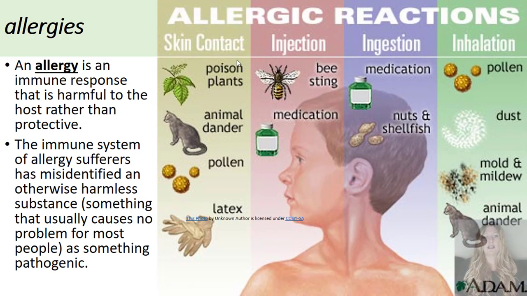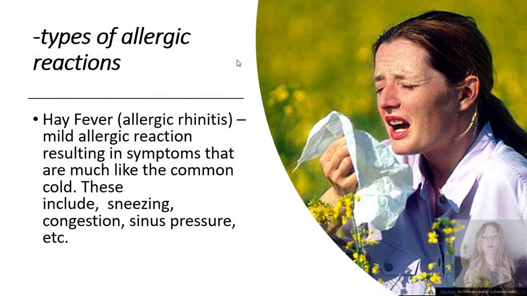An allergy is an immune response that is actually harmful to the host rather than protective. The immune system of allergy sufferers has misidentified otherwise harmless substances as something pathogenic. There are 3 different types of allergic reactions that we'll discuss briefly.